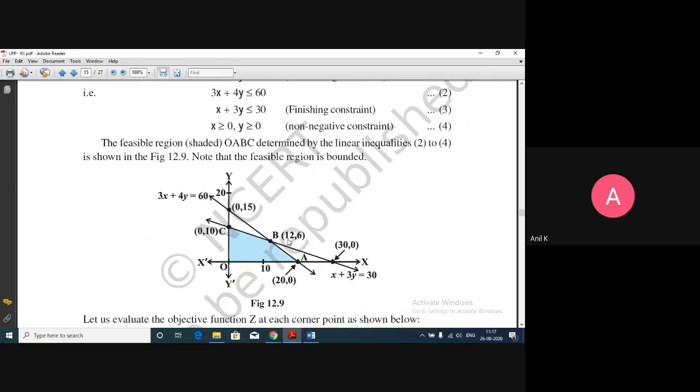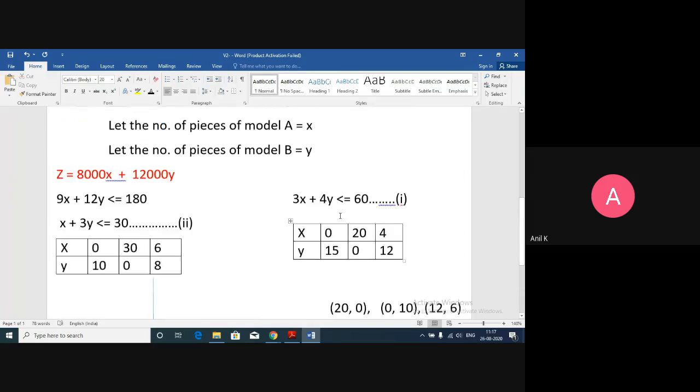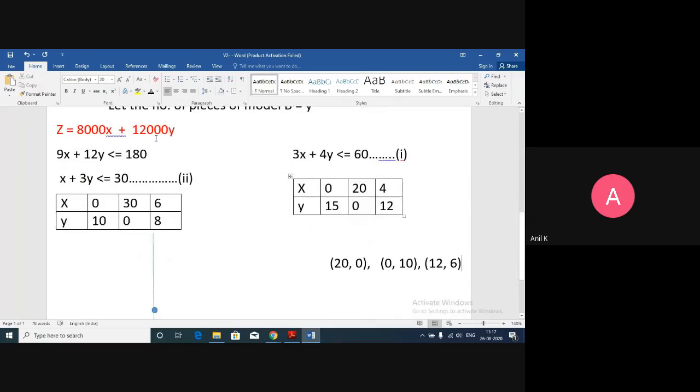So 12 comma 6 is the common portion which we have for the shaded region. One point is 0 comma 10, another point is 20 comma 0, and the third point is 12 comma 6. Now substitute all these points in Z and find out which value will be the maximum. I think 12 comma 6 will give you the maximum answer. X is 12 and Y is 6. So the solution set is 12 comma 6.